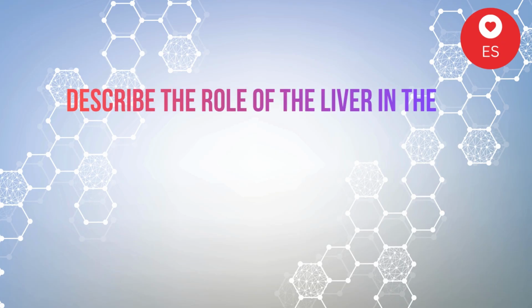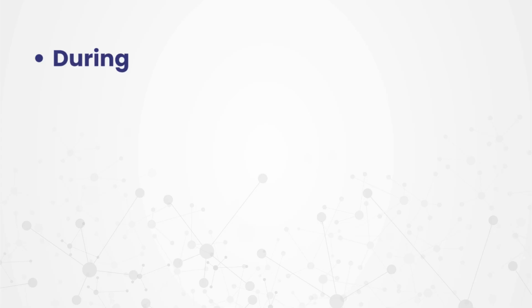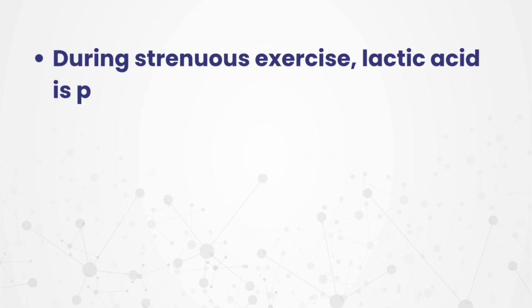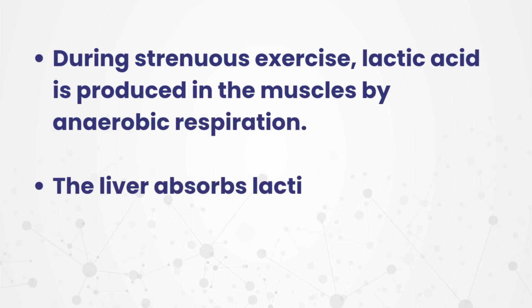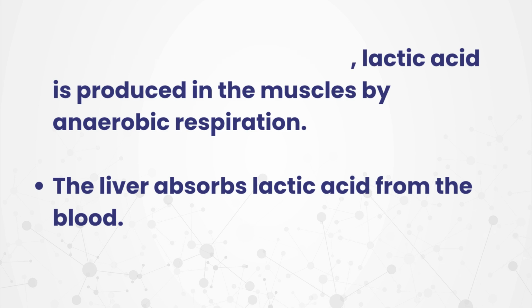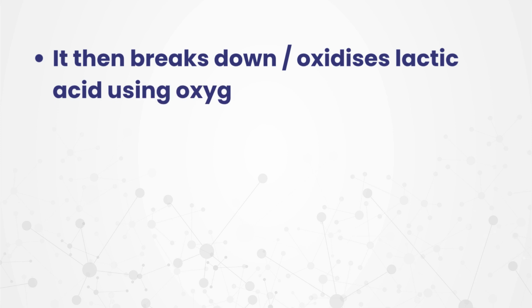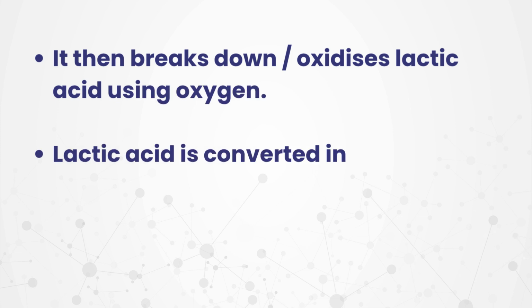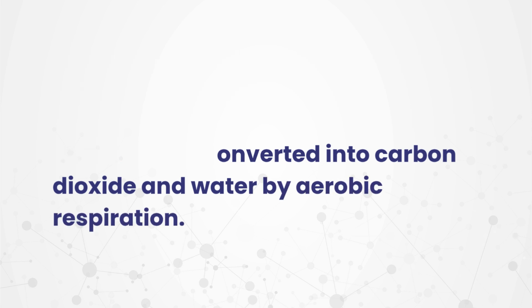Describe the role of the liver in the recovery from oxygen debt after strenuous exercise. During strenuous exercise, lactic acid is produced in the muscles by anaerobic respiration. The liver absorbs lactic acid from the blood. It then breaks down, oxidizes, lactic acid using oxygen. Lactic acid is converted into carbon dioxide and water by aerobic respiration.